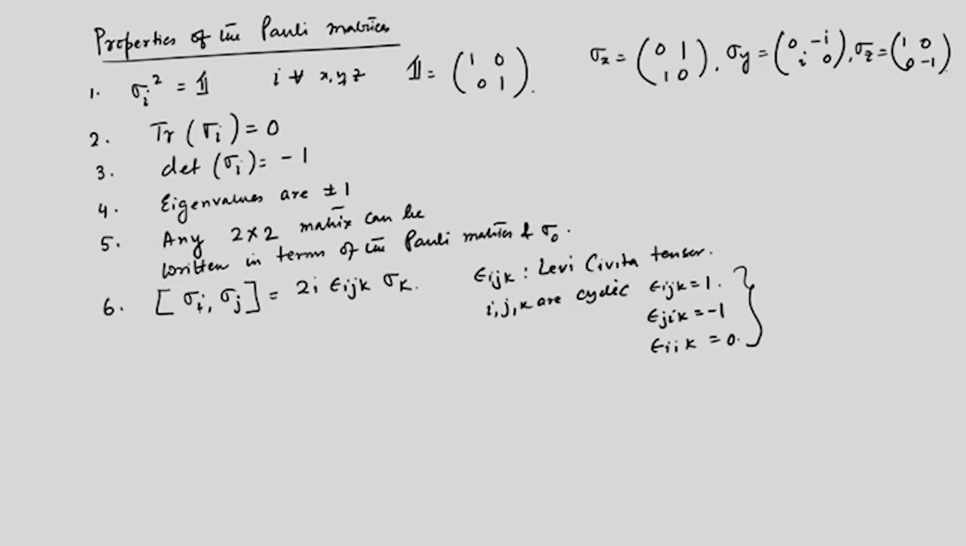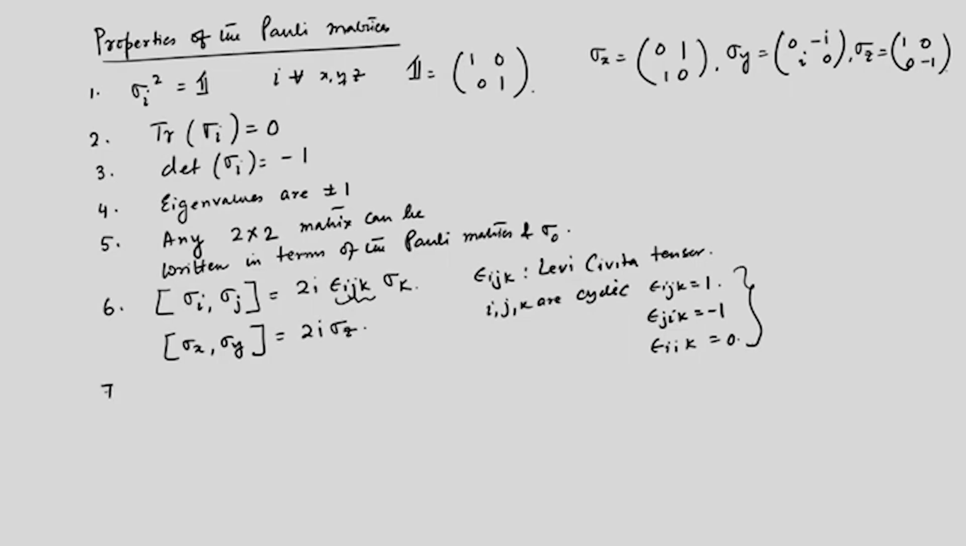So it can be expanded as the commutator of sigma x and sigma y, and now I have epsilon ijk equal to 1, so this is equal to 2i sigma z. And of course, if you take the commutator of sigma x with itself, that has to be 0, because it is sigma x square minus sigma x square, and that is coming from any two of the three indices being the same.